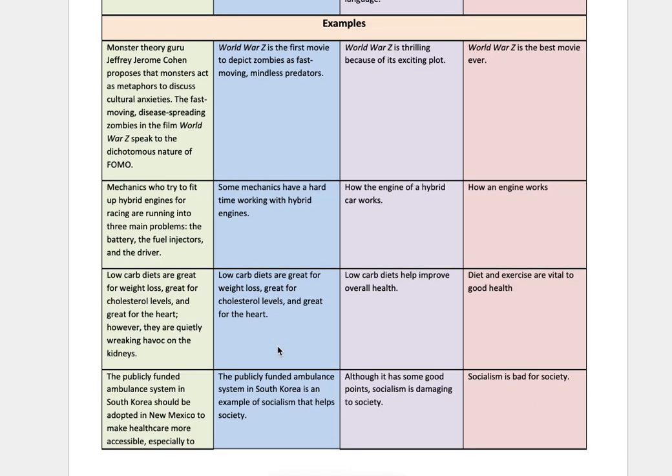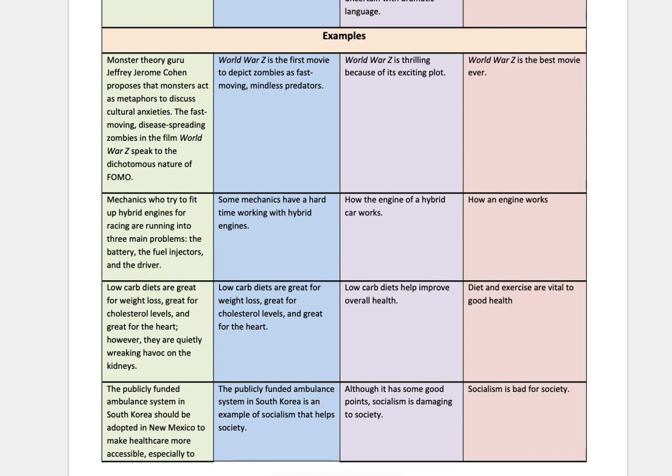And here, we completely switched gears to the publicly funded ambulance system in South Korea as an example of socialism that helps society, which is a little broad, right? But it's still a lot better. There's something you can chew on there and you can discuss it.